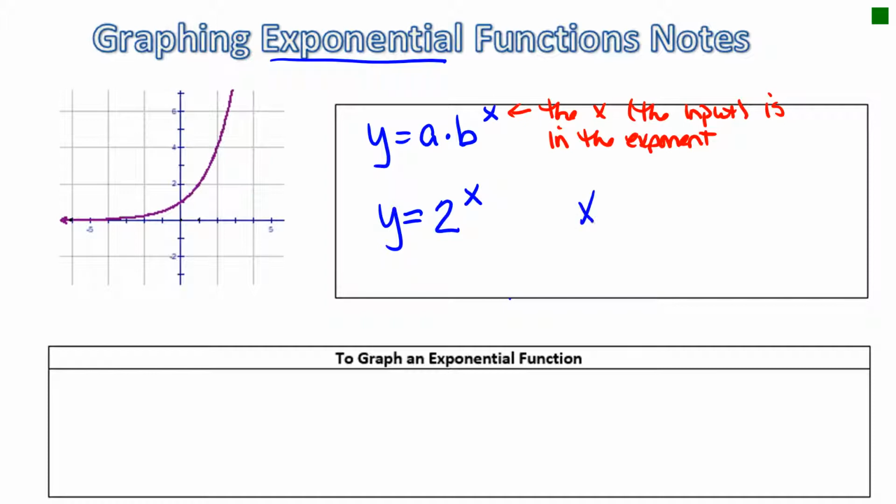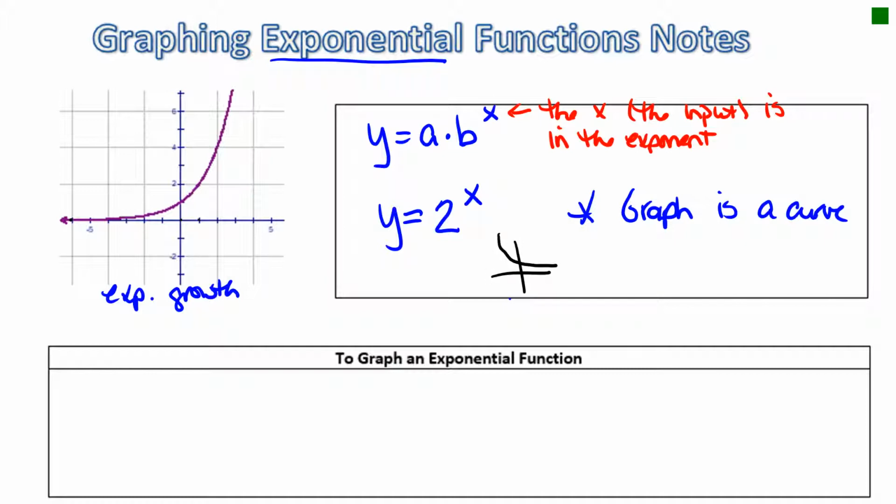The graph is a curve. This one is called an exponential growth because from left to right it's growing. You can also have something that looks like this, and that's called an exponential decay because from left to right it's falling.